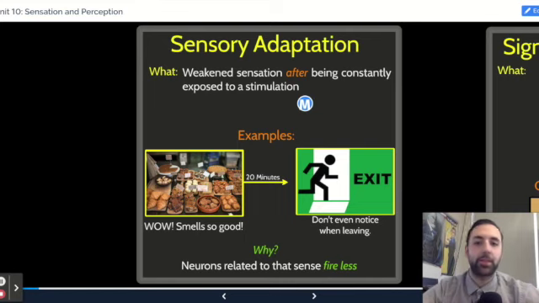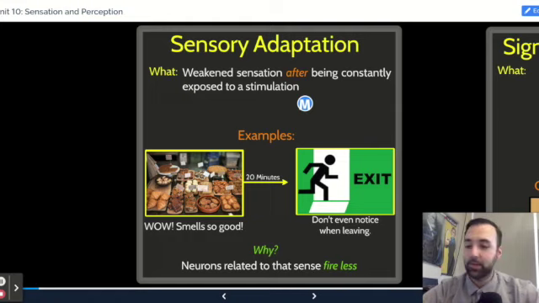Well, what happened? You experience sensory adaptation, where after being constantly exposed to a stimulation, in this case, the wonderful smell of the bakery, the overall experience of that sensation has weakened, it has dropped, because your body has just gotten used to it. The sensory receptors responsible for, in this case, the sense of smell, were stimulated for a prolonged period of time, and now those neurons responsible for sending information to your brain about what it is that you're experiencing actually fire less. They actually trigger less action potentials.